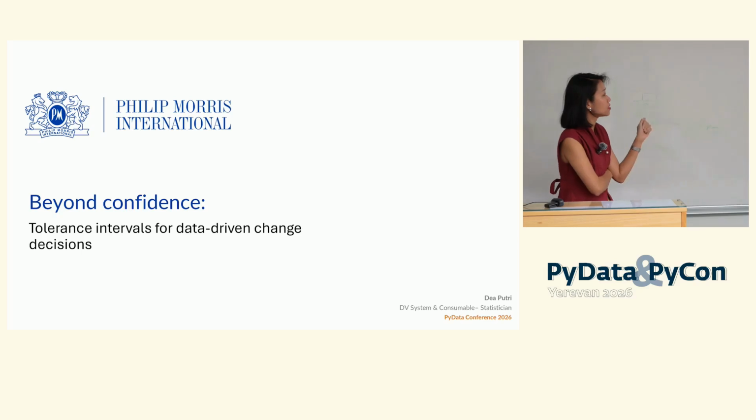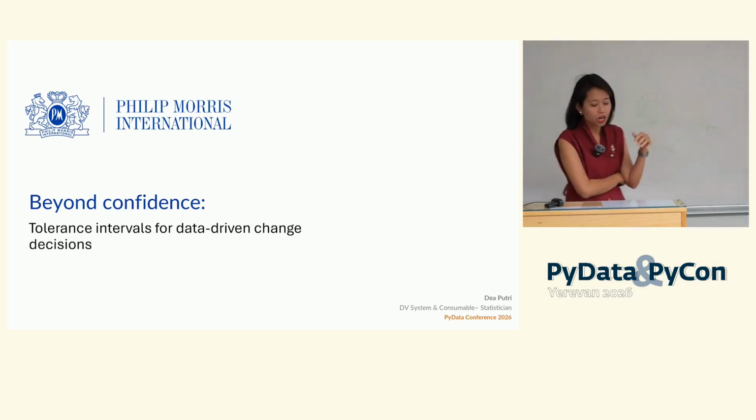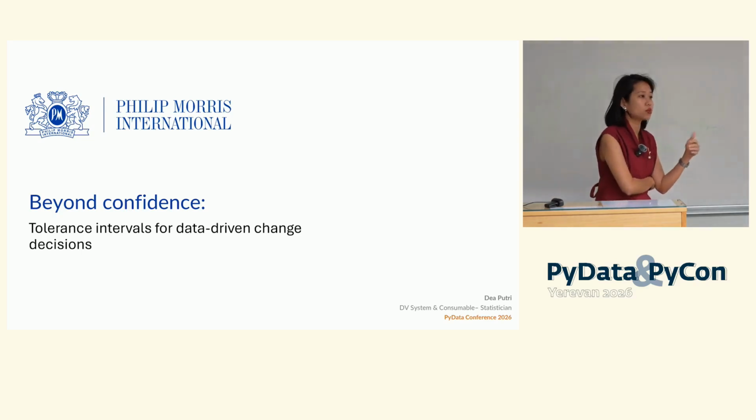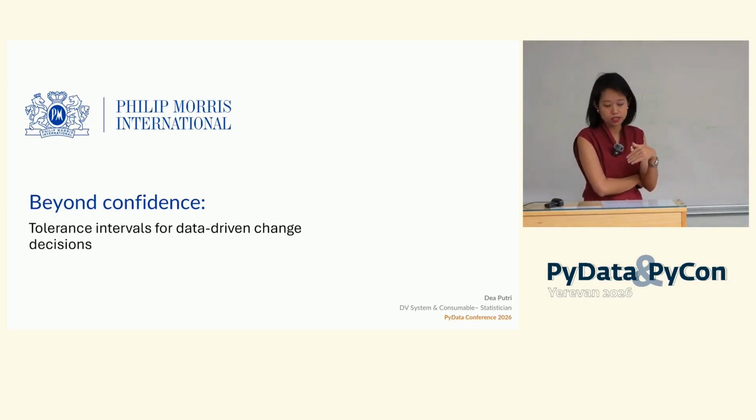I chose the title for this topic: Beyond Confidence. How then we move away from confidence intervals and use again the cousin, which is the tolerance interval, when we want to make a data-driven change.